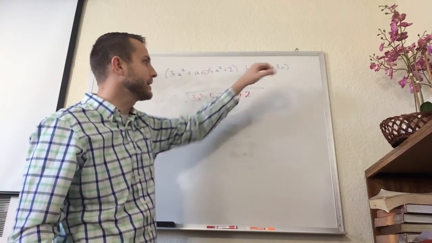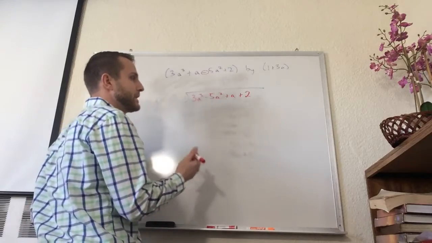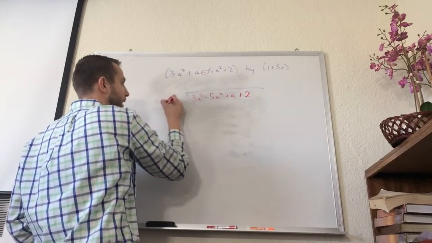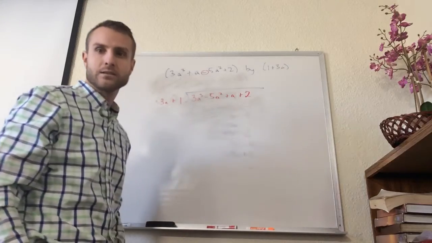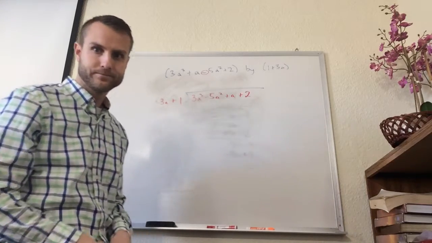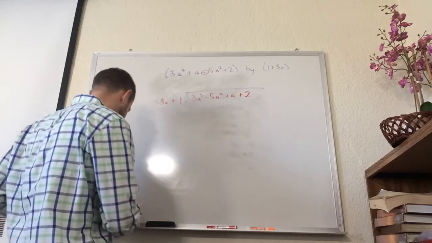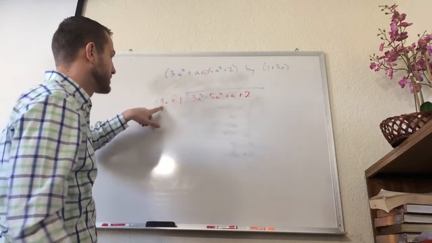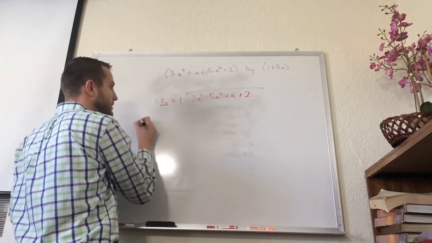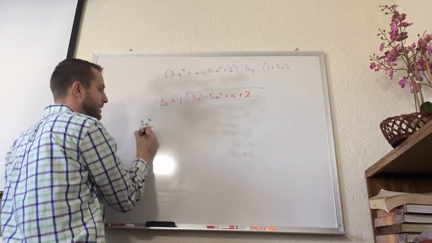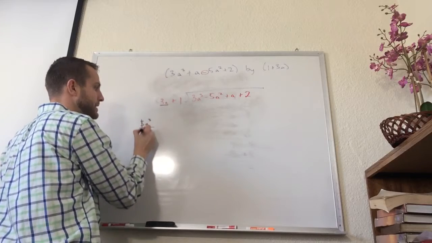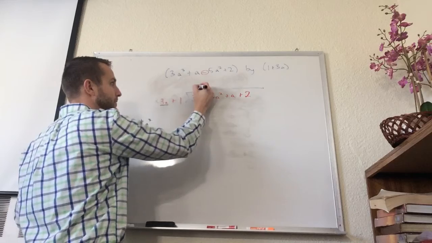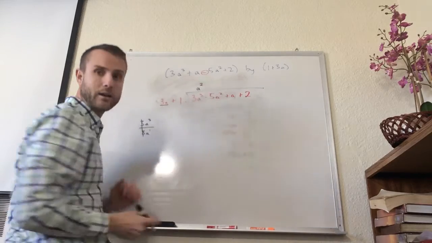Next, on the outside, the second number goes on the outside. Again, make sure it's in descending order. Notice it's not. I always put the variable first, so now it is in descending order. I'm going to use a black pen to make sure you guys can see this clearly. Now remember, I'm going to do 3a cubed divided by just my first one, 3a. So 3a cubed divided by 3a. My 3's are going to cancel. And then remember, I'm going to subtract my exponents, so I'm going to be left with just a squared.